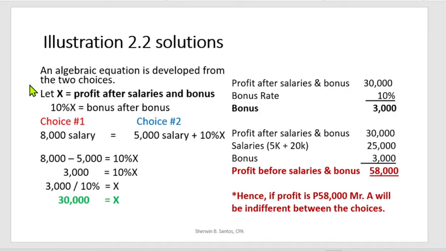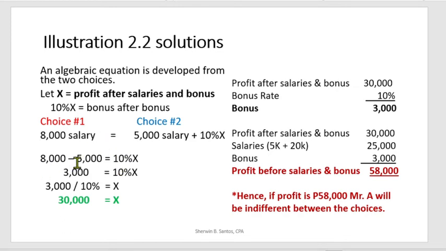So let us represent X as the profit after salaries and bonus, and 10% X as the bonus. Kasi sabi, the bonus is based on profit after salaries and bonus. So let us take a look. Choice number 1, 8,000 salary, o choice number 2, 5,000 salary plus 10% X, o ito yung bonus. So pwede kang gumamit ng equality dyan dahil nga indifference ang hinahanap natin. Yung same will yield the same result.